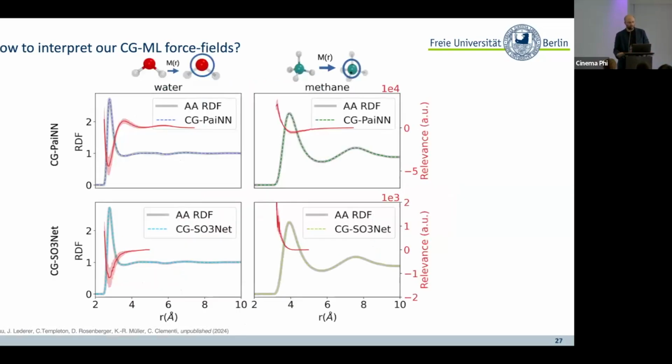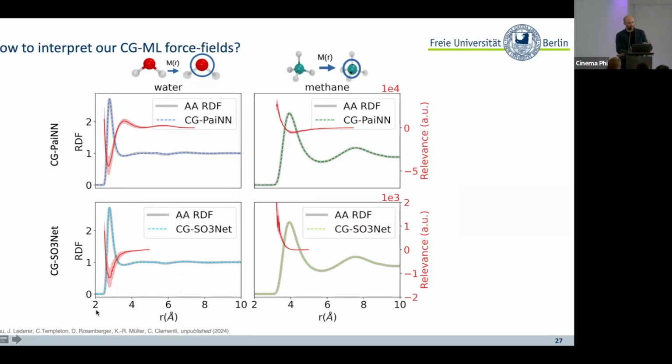So for that, we tested two different graph neural networks, that are PaiNN and SO3net, very different graph neural networks, for two different systems, bulk water and bulk methane, both coarse-grained to retain only the central heavy atom. First, both models are able to reproduce correctly the RDF in this case.